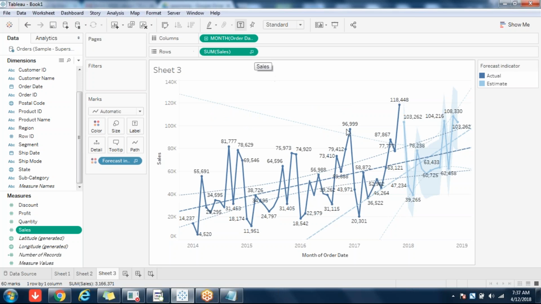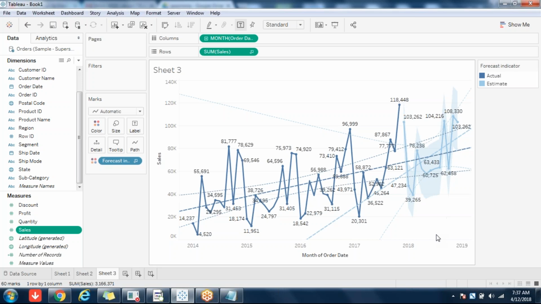Now here, if you see, there is a shaded area. That means this is forecasted data. For almost 1 year it has forecasted. So the next 1 year is going to be like this. That means your sales inconsistency is going to continue the same way. But if you see the trend line here, it shows clearly that it is going up. That means your sales is going to increase. Though it is highly inconsistent, in a time period it will definitely grow. That's what it is showing.